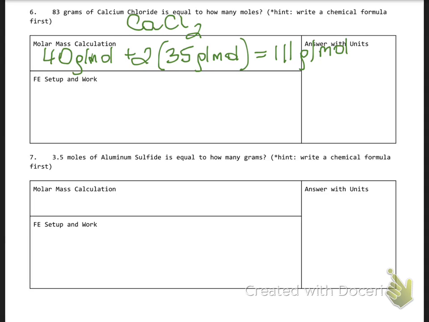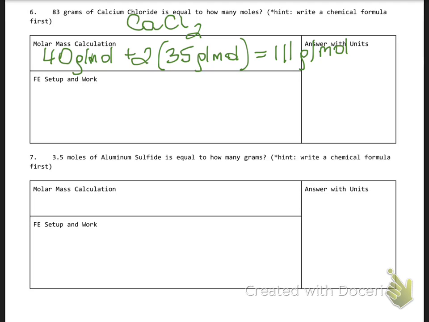That unit is important because that unit allows you to go between grams and moles. Whenever you have a combined unit of 2 different units, you know you can convert between those 2 entities. So that 111 grams per mole can be written as a "for every" statement, and that is your first step to solving this problem.